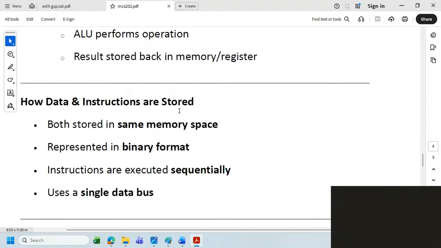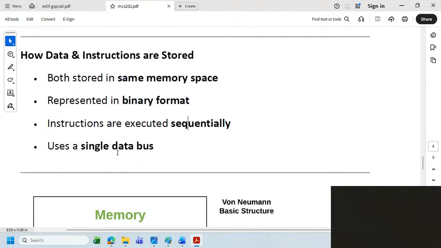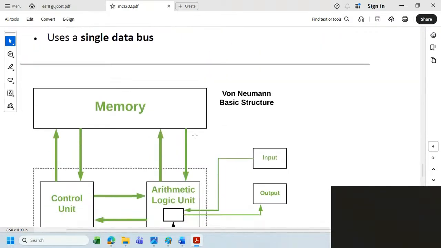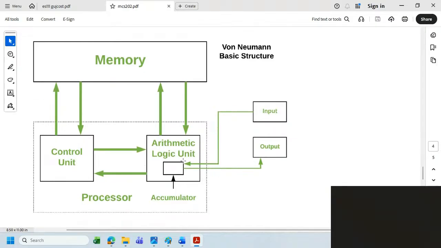How are data and instructions stored? Both are stored in the same memory space, represented in a binary format. Instructions are executed sequentially, and it uses a single data bus.